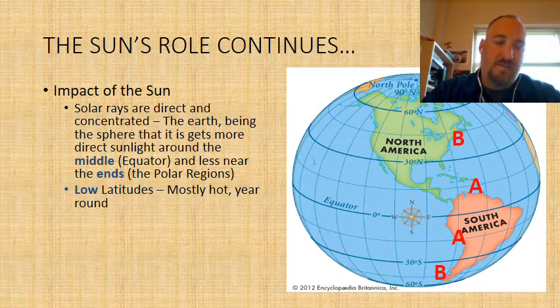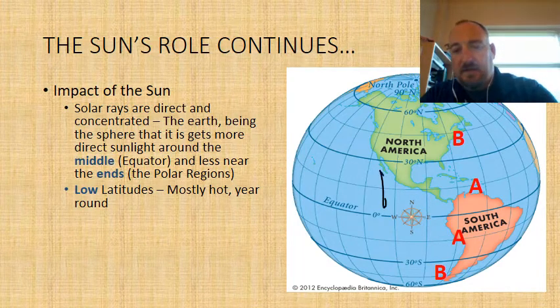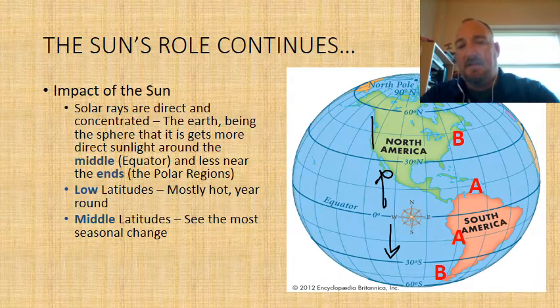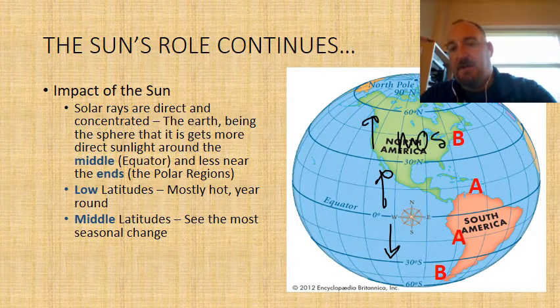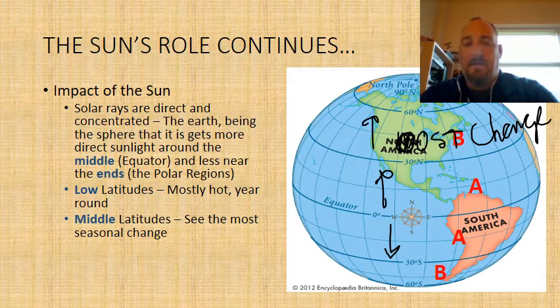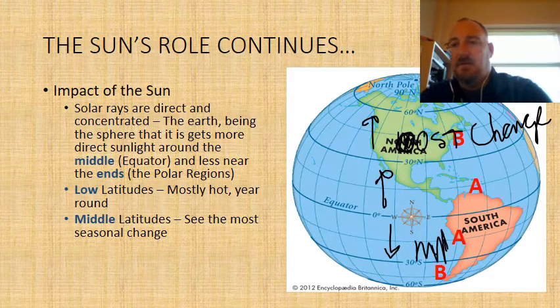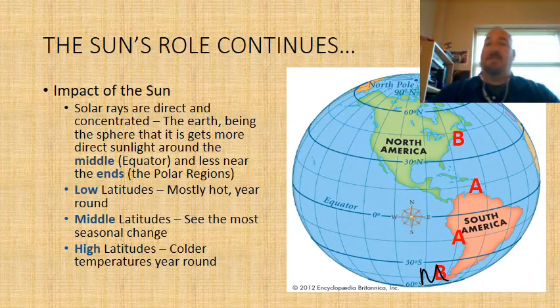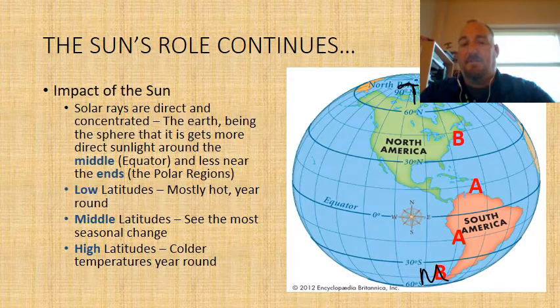The low latitudes are mostly hot year round, so 0 to 30. The middle latitudes, 30 to 60, are going to see the most change in seasons, right? And look where we are here, right? Middle. And then the high latitudes are colder temperatures year round, and that's going to be from 60 to 90, and we can't see it on the bottom there. But we have low, middle, and high latitudes.